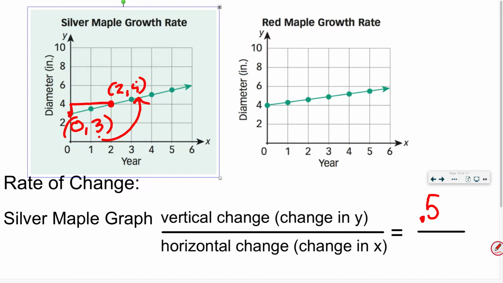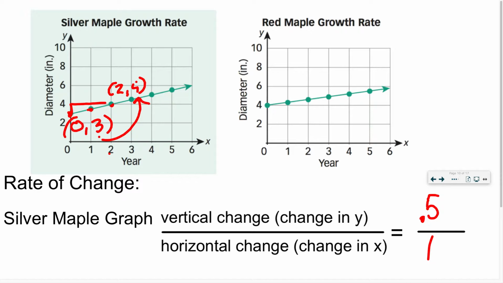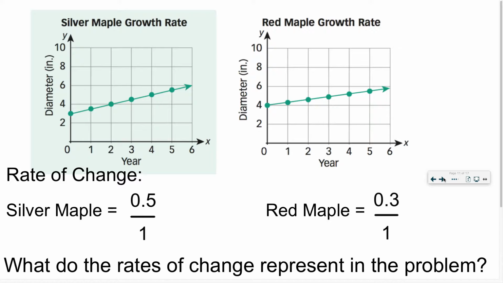And again, what did we do? We took the coordinates that we see. We could have used this other one because here, that would have been 1 and 3.5, a little tough to see. I love, Giselle, that you went right to this coordinate that you clearly knew was an x of 2 and a y of 4. Great. So now we know that our growth for the silver maple is 0.5.